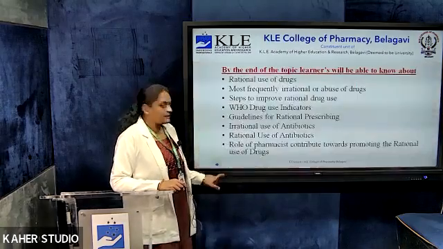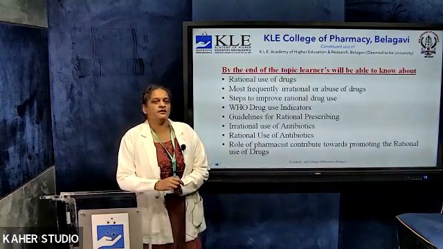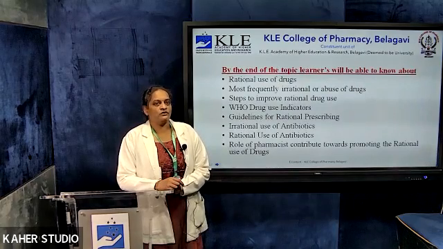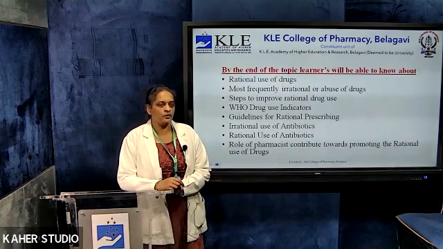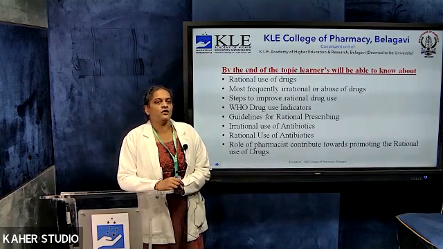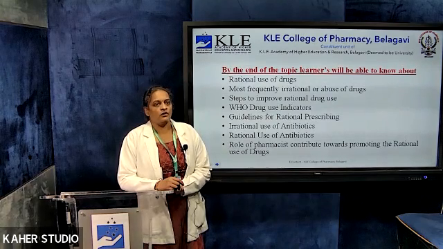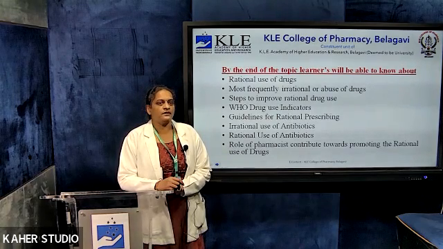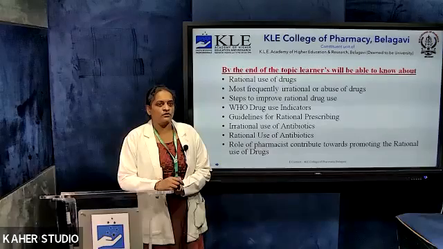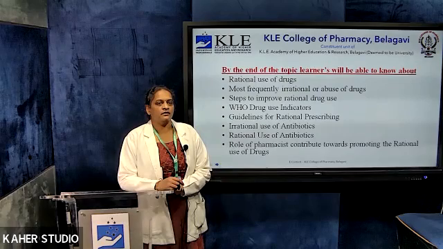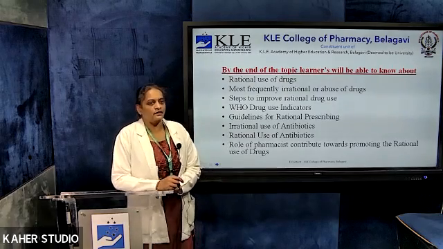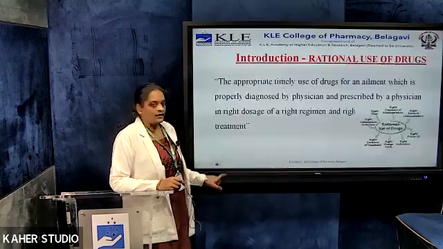I'll be discussing what is meant by rational drug use, as well as the most frequent irrational use or abuse of drugs, and what steps are involved in improving rational drug use. According to the WHO, what are the drug use indicators, followed by the guidelines for rational prescribing, irrational use of antibiotics, rational use of antibiotics, and finally, the role pharmacists contribute towards promoting the rational use of drugs. These things we'll be discussing.